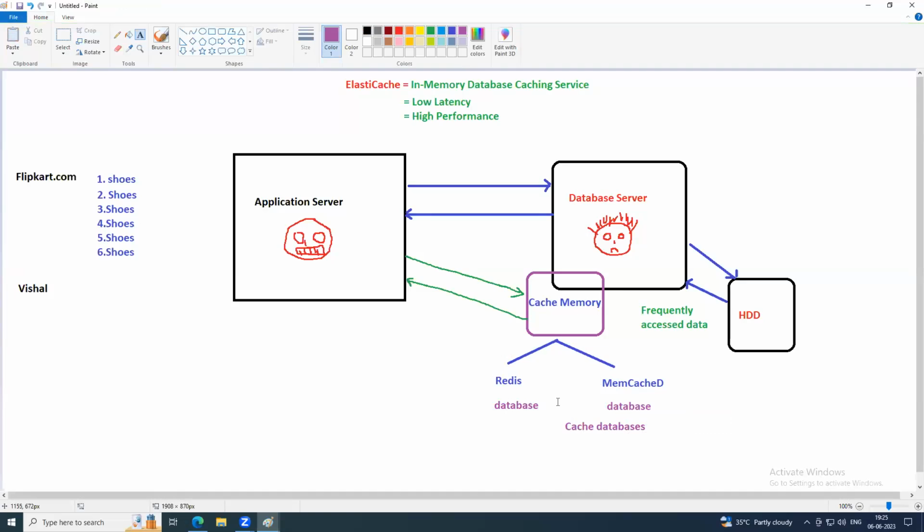These are in-memory databases. So instead of going to the slow databases in the backend, in between, can you set up this in-memory database like Redis and Memcached and increase the performance of your application? Understood?